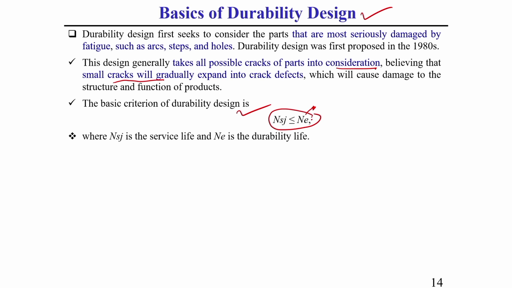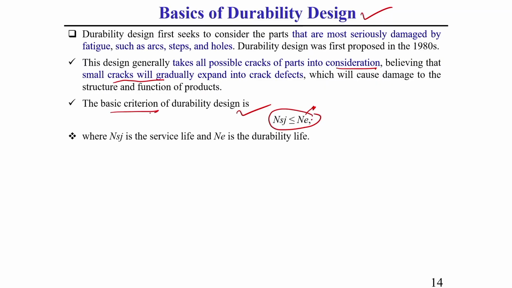NHG is the service life of that component. That means the durability design life should be more than the service life of that component. This you should keep in mind. So, this is the basic criterion of this design, that I have written already. NHG is the service life and NE is the durability life.